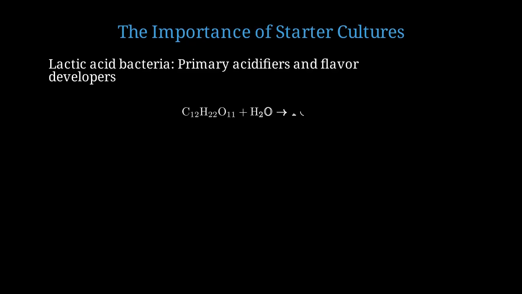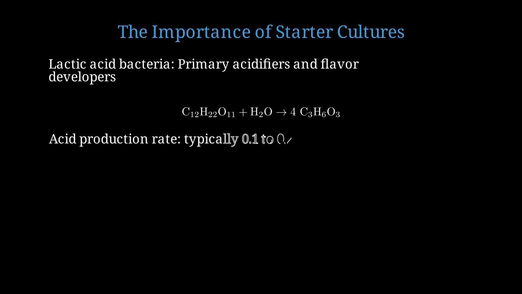The fermentation reaction converts lactose, a disaccharide with formula C12H22O11, plus water into 4 molecules of lactic acid, C3H6O3. In a typical cheese-making process, starter cultures produce acid at a rate of about 0.1 to 0.2 picohenries units per hour. This controlled acidification is crucial for texture development and preventing spoilage bacteria.